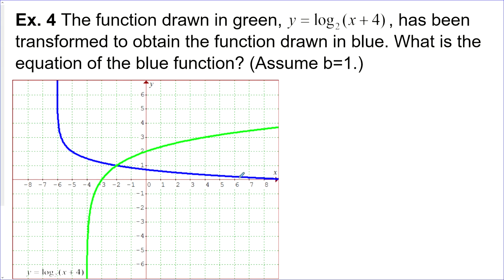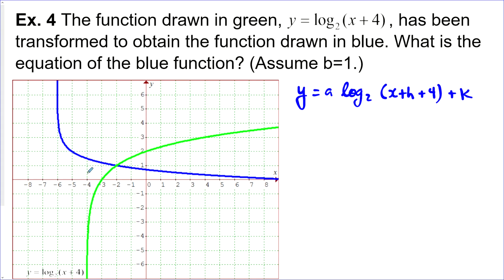The function drawn in green has been transformed to obtain the function drawn in blue. And we want to know what is the equation of this blue function. And we're given that there's no horizontal stretch or reflection, or b is equal to 1. But there could be an a value and an h value and a k value. Let's just look at the graph and see what we can determine here.